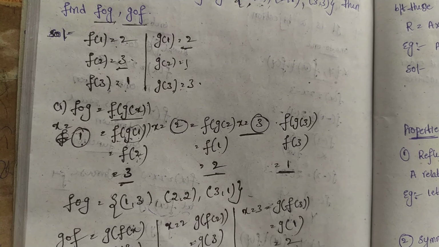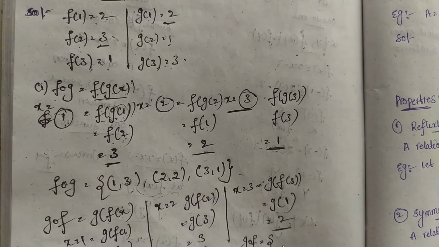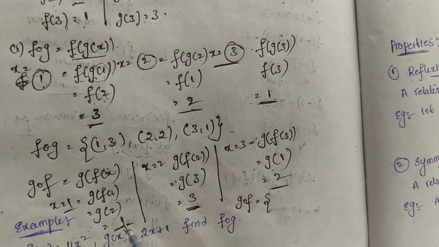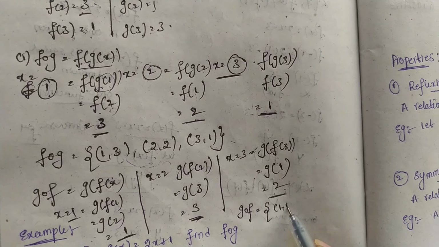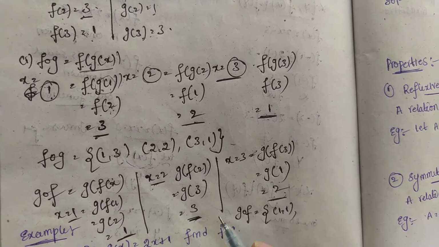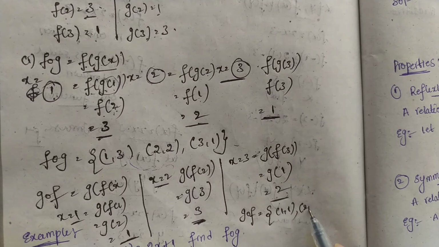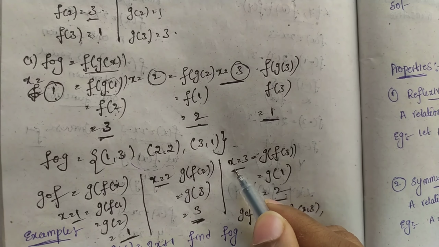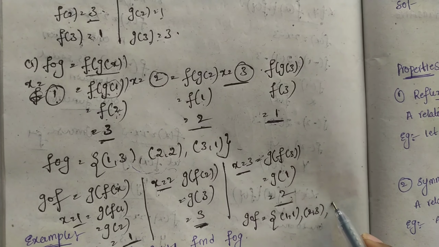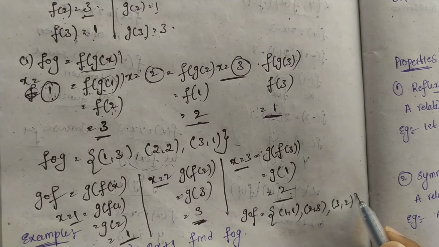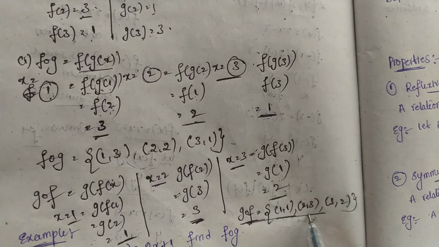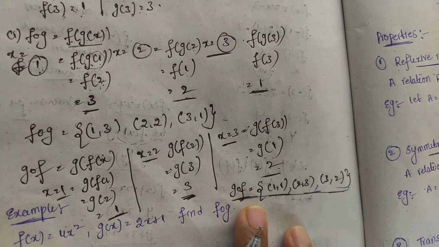Now g circle f equals to the set of: for x equals to 1 we get 1, that is 1 comma 1, and for x equals to 2 we get 3, so 2 comma 3, and for x equals to 3 we get 2, so it is 3 comma 2. This is the value for g circle f.